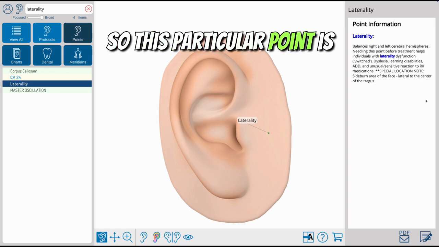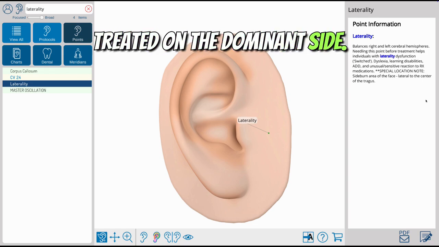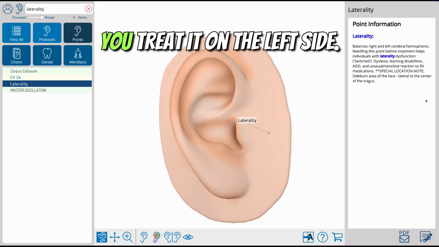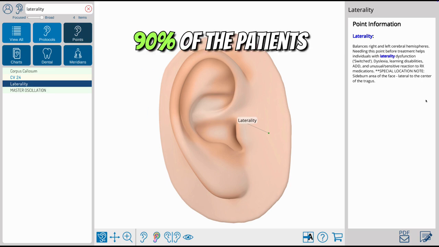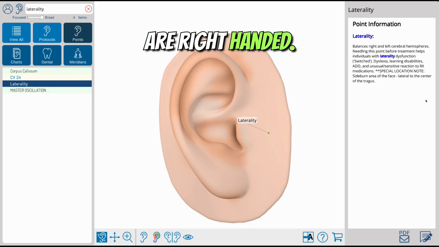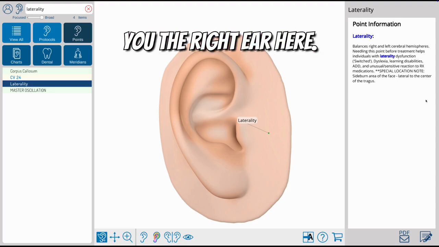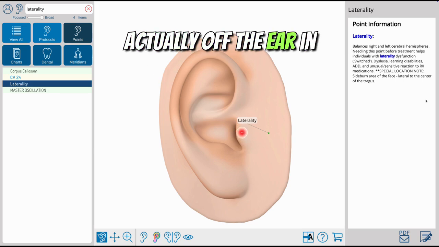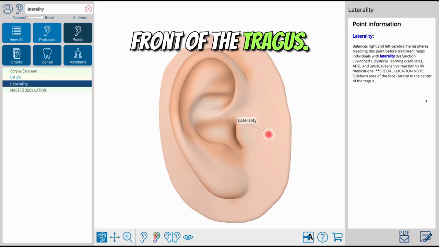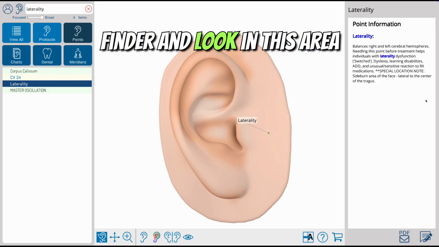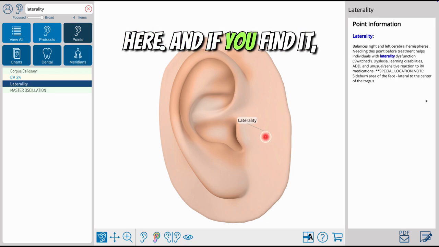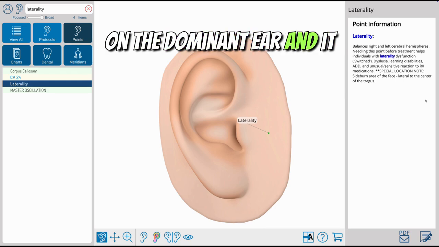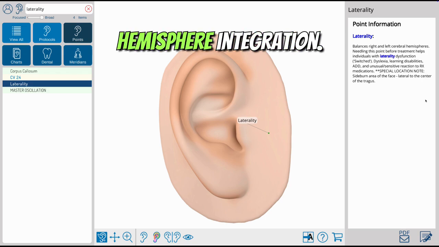This particular point is treated on the dominant side. So if they're right-handed, you treat it on the right side, and if they're left-handed, you treat it on the left side. Now, 90% of the patients are right-handed, so that's why I'm showing you the right ear here. This is the tragus, and it's actually off the ear in front of the tragus. So you would take your point finder and look in this area here, and if you find it, then you would treat it.